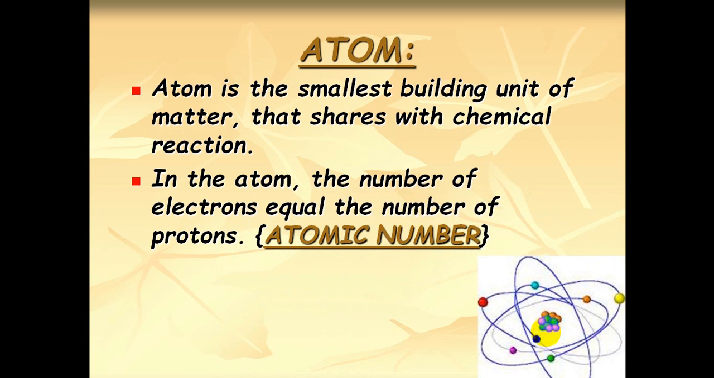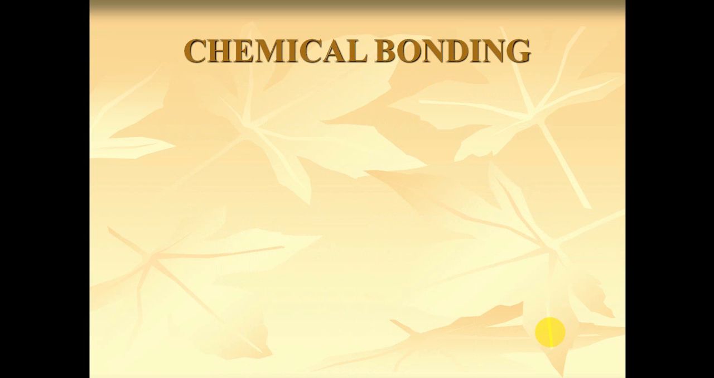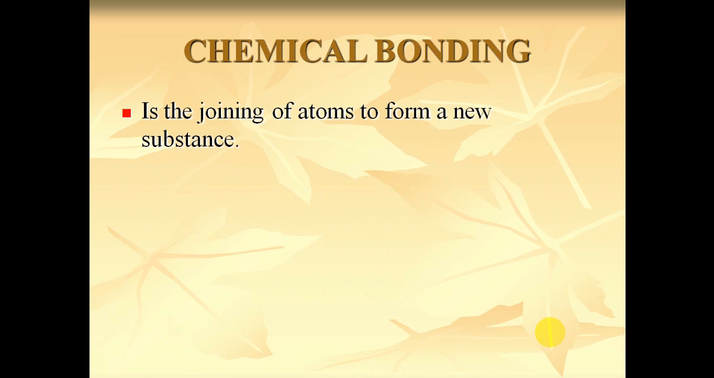Here, do you remember this model? Who is it for? Yes, this one is for the scientist Bohr. So chemical bonding, what does chemical bonding mean? It is the joining of atoms to form new substances. When two atoms join together, they form a new substance.